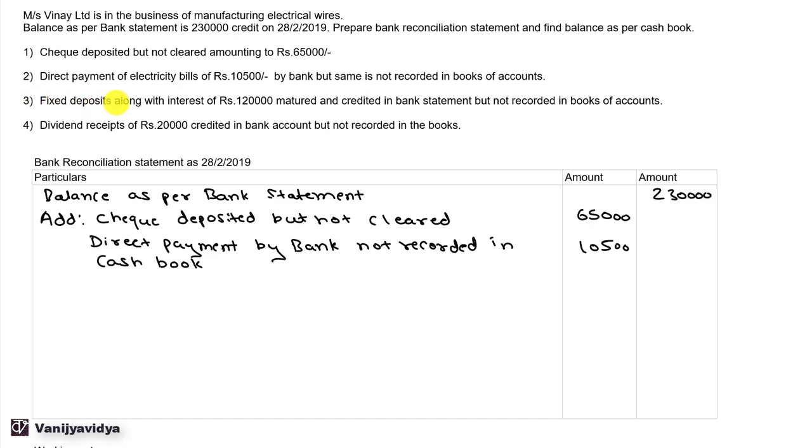Third, fixed deposit along with the interest of rupees 1,20,000 matured and credited in bank statement but not recorded in the books of accounts. So the fixed deposit of 1,20,000 is credited in the bank statement, so our balance as per bank statement has increased to that extent. But the same is not recorded in the books of accounts. Now we have to move from bank statement to our cash book. So in order to match our bank statement to cash book, we have to reduce this 1,20,000 in the bank reconciliation statement. Now let's prepare a working note for this.